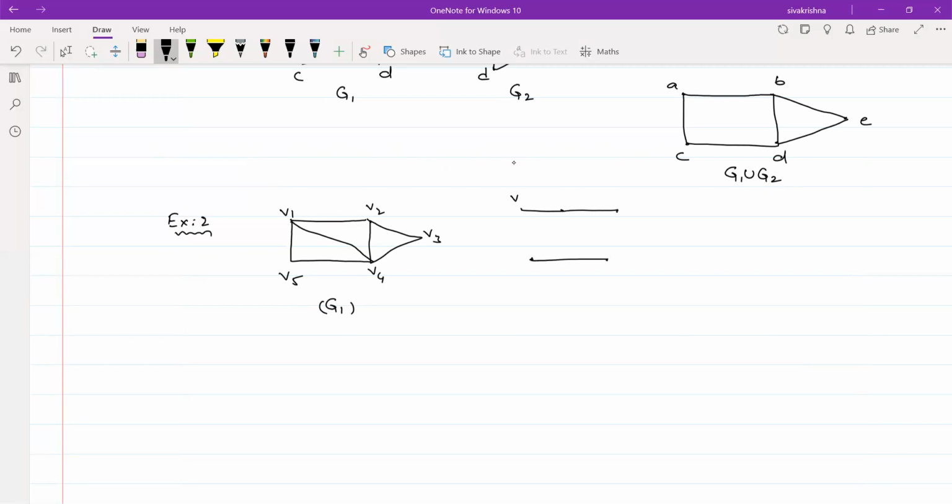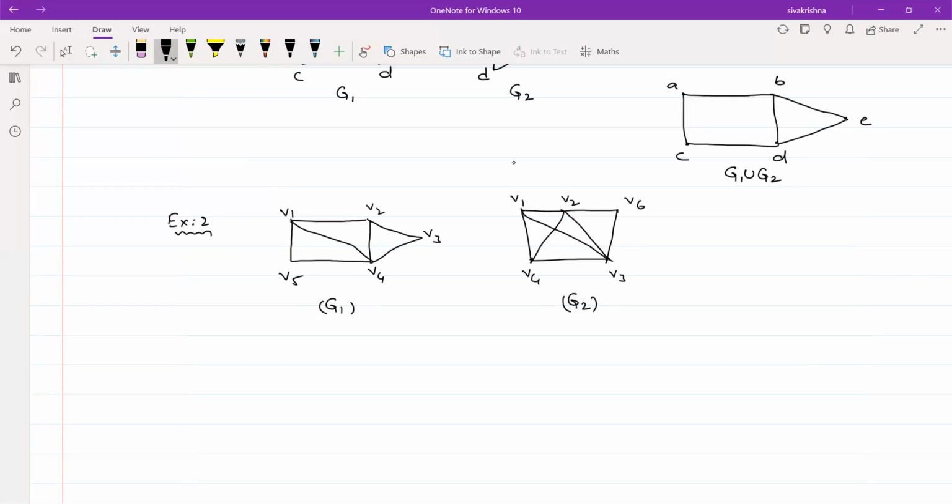So I am representing the vertices: this is V1, this is V2, this is V6, this is V4 and this is V3. We are having edges between V1 and V4, V2 and V4, V2 and V3, V6 and V3, and also an edge between V1 and V3. So this is graph G2. These are the two graphs given in this particular example.